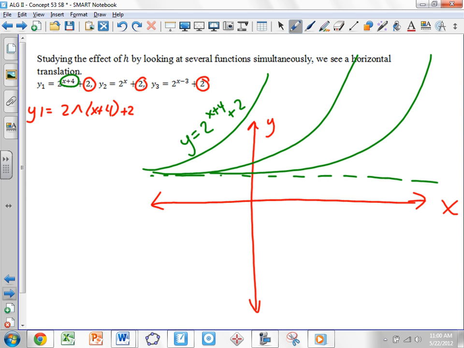Here, this is just simply the graph of y equals 2 to the x plus 2. This one, though, is y equals 2 to the x minus 3 plus 2. And notice, when you have a positive here, it shifts to the left. Because remember, it's x minus h. When you have a negative here, it's shifted to the right. When you have nothing there, there's really a plus 0 here. So that's like your parent function. Okay, there's really a plus 0 up here. So this is like your parent function right here. This shifts to the left because it's a plus 4. That shifts to the right because it's a minus 3.